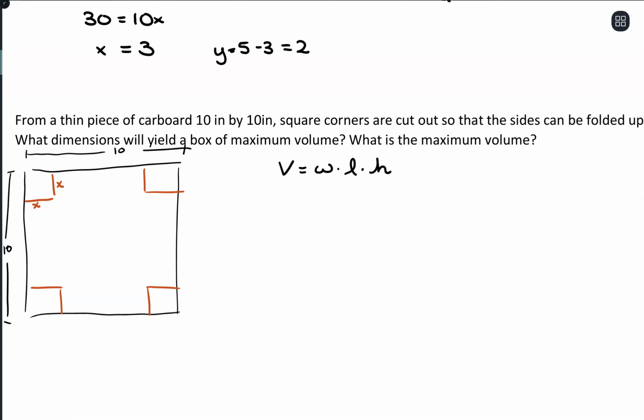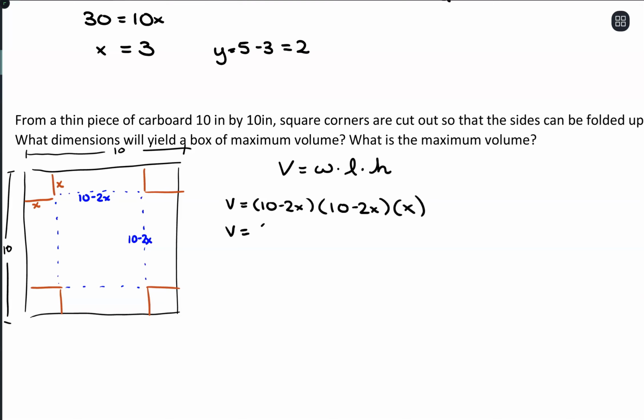If we fold up this box, the corner that we're cutting out, x, will create the height of the box. But then we have these side lengths that are coming from 10, but we've cut out x and a second x. So really we have this 10 minus 2x side length of the actual box, and the same thing all along the side. So for volume, we're taking 10 minus 2x times 10 minus 2x times x for the height. Let's go ahead and simplify that down.